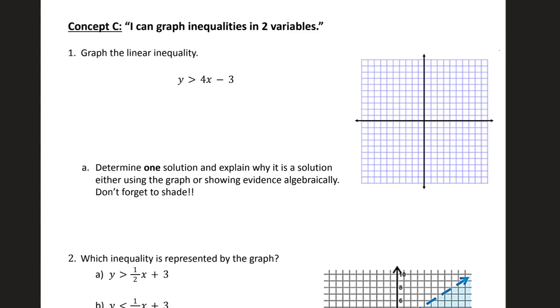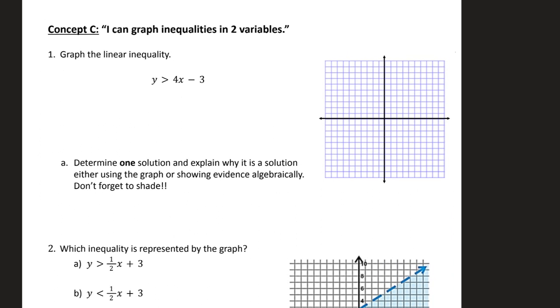All right, the final concept, I can graph inequalities in 2 variables. Number 1 says we're going to graph the inequality. So this includes shading. First we're going to graph our line. We begin at -3 on our y-axis, which is going to be right here. And my slope is 4, so slope is 4 over 1. That means we're going to rise 4 and run 1. So from there, we're going to go up 4, right 1, and we're going to continue that pattern off the graph.